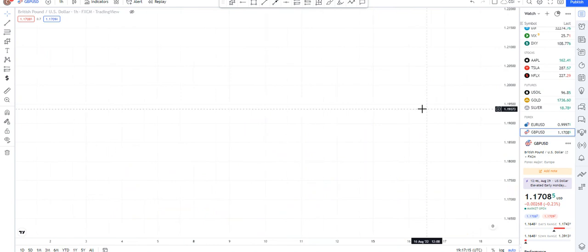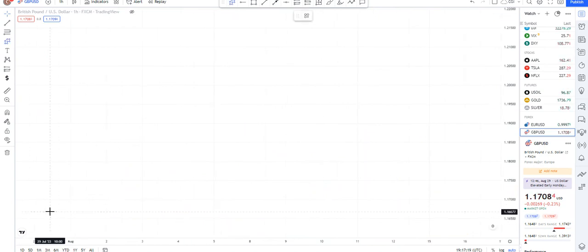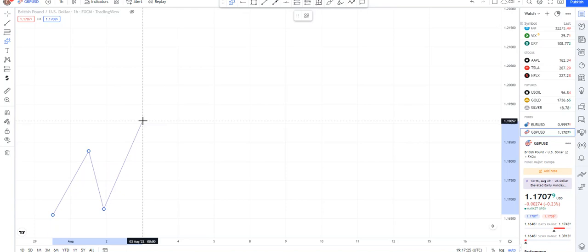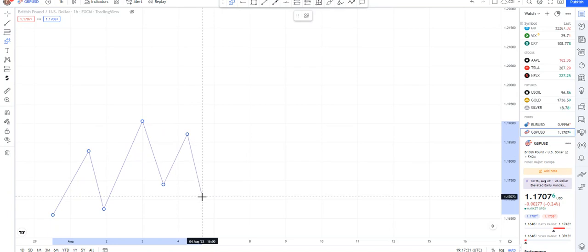So let's look at the three or four ways it might look in a trend. The major liquidity in an uptrend might look like this. So we have a low like this, and it takes it out, forms a higher high.